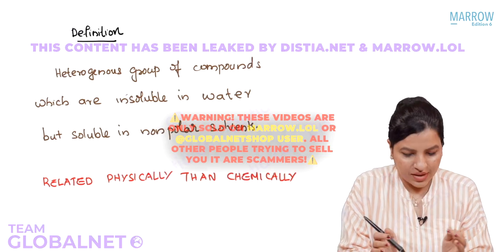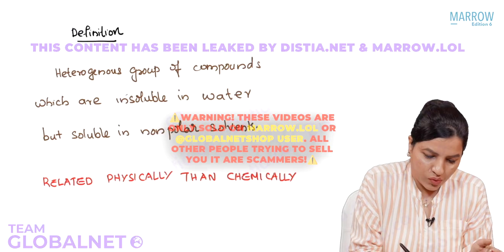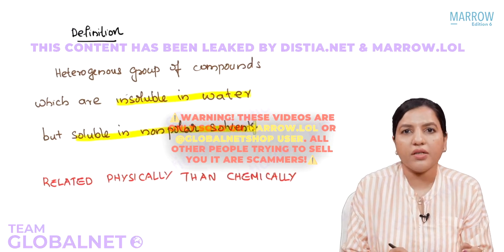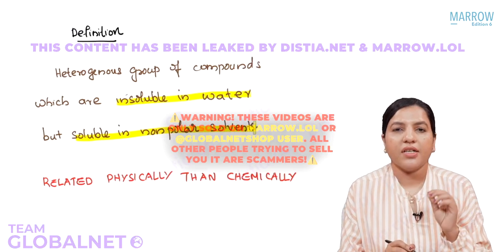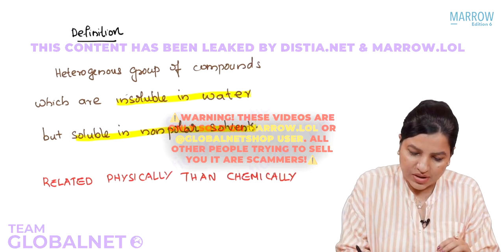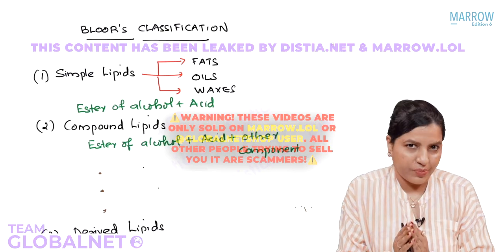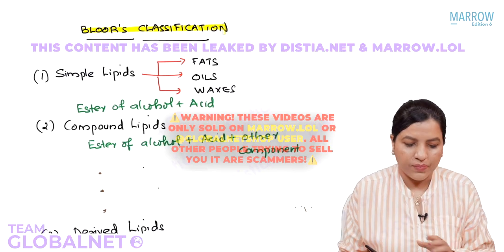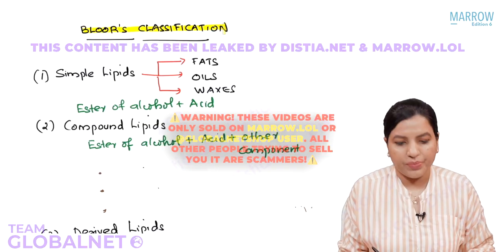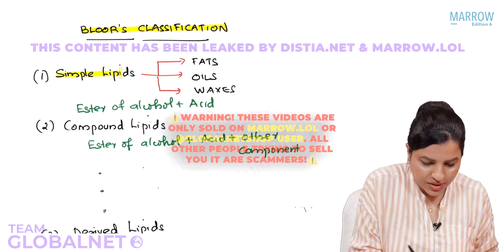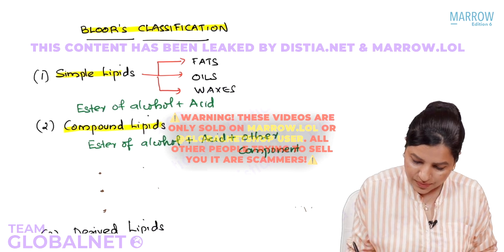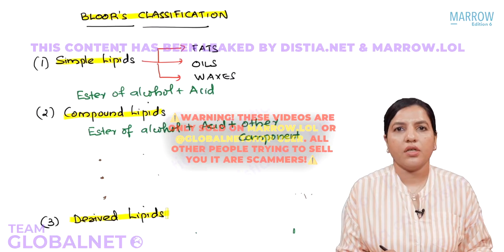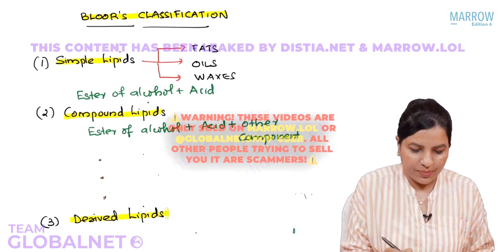And what is their physical relationship? That is what I have told you. They are insoluble in water and soluble in non-polar solvents. So, that is called lipids. Now, we have to classify the lipids. The classification is based on Bloor's classification. Bloor classified the lipids into simple lipids, compound lipids and derived lipids.